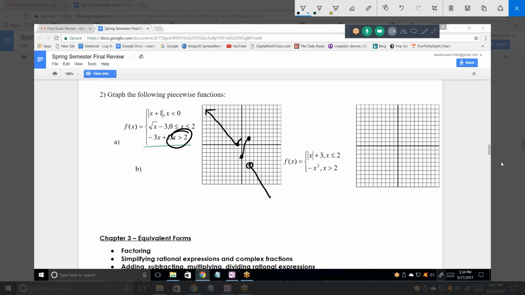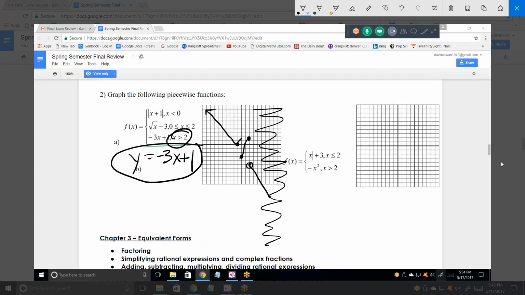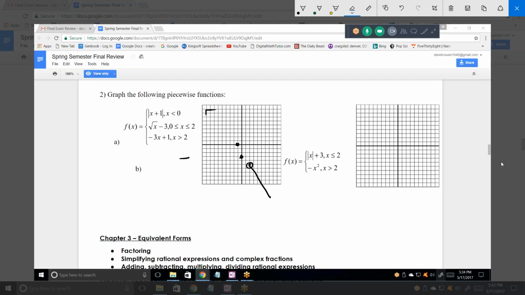Most important thing is that in this entire zone, I'm graphing that function, y equals minus 3x plus 1. That's what I'm graphing, only in the zone greater than 2. But the way to do that is to plug in 2 for x to see where you start, and then apply the slope. Okay?